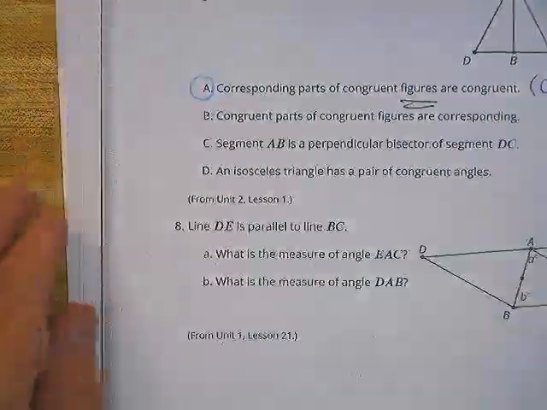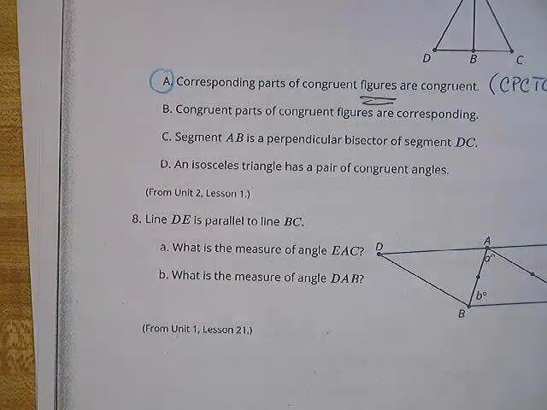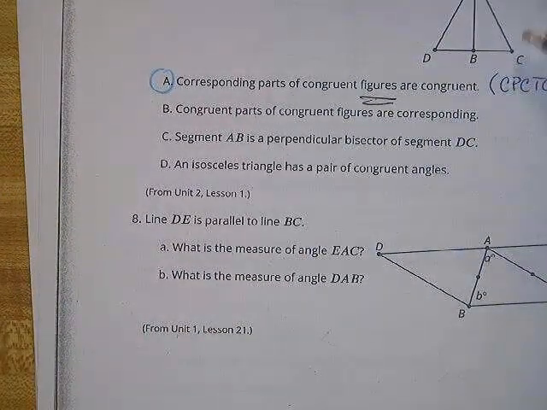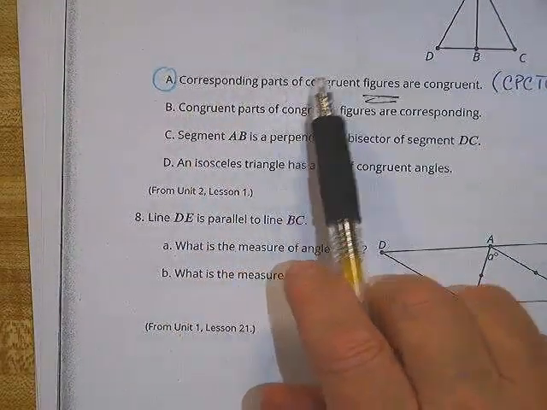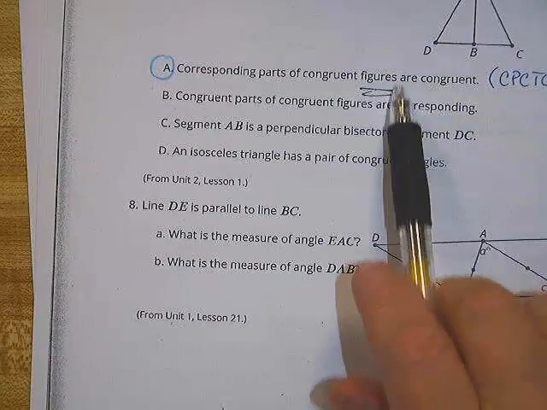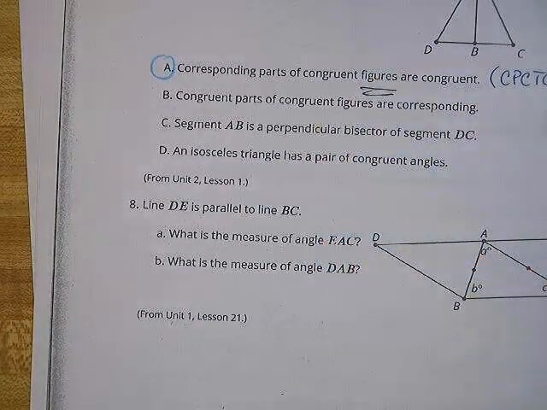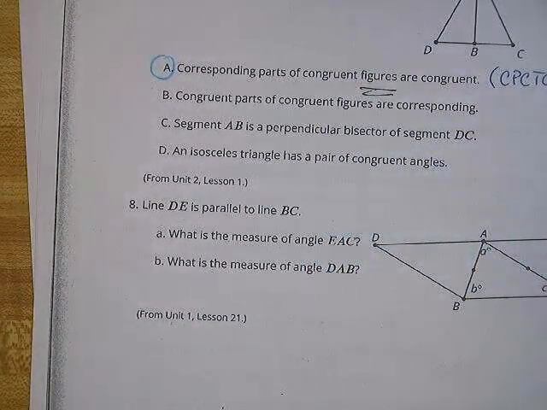All right, problem number 7. So we're still in lesson 3 here. Anytime 2 shapes are congruent, that means all the corresponding parts of the congruent figures are congruent. So they're using the word figures here instead of triangles. We used the word triangles when we talked about these in class.